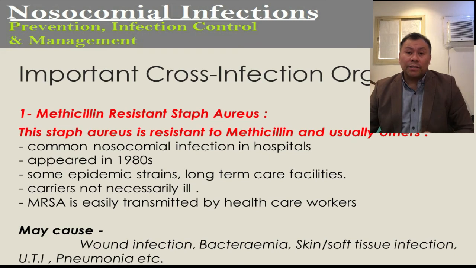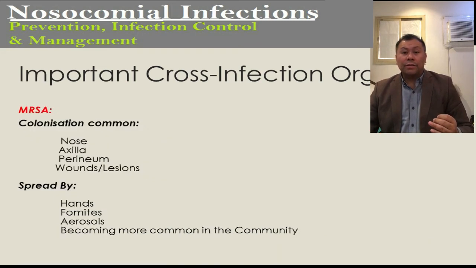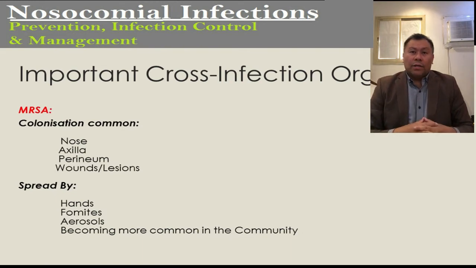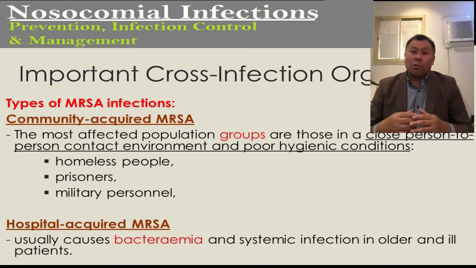This may cause infection, bacteremia, skin or soft tissue infection. We have UTI, pneumonia, and others. What are the common colonization sites of the MRSA? We have the nose, the axilla, the perineum, and wounds or lesions. From this, it is spread by hands, fomites, and aerosols, and it becomes more common in the community.